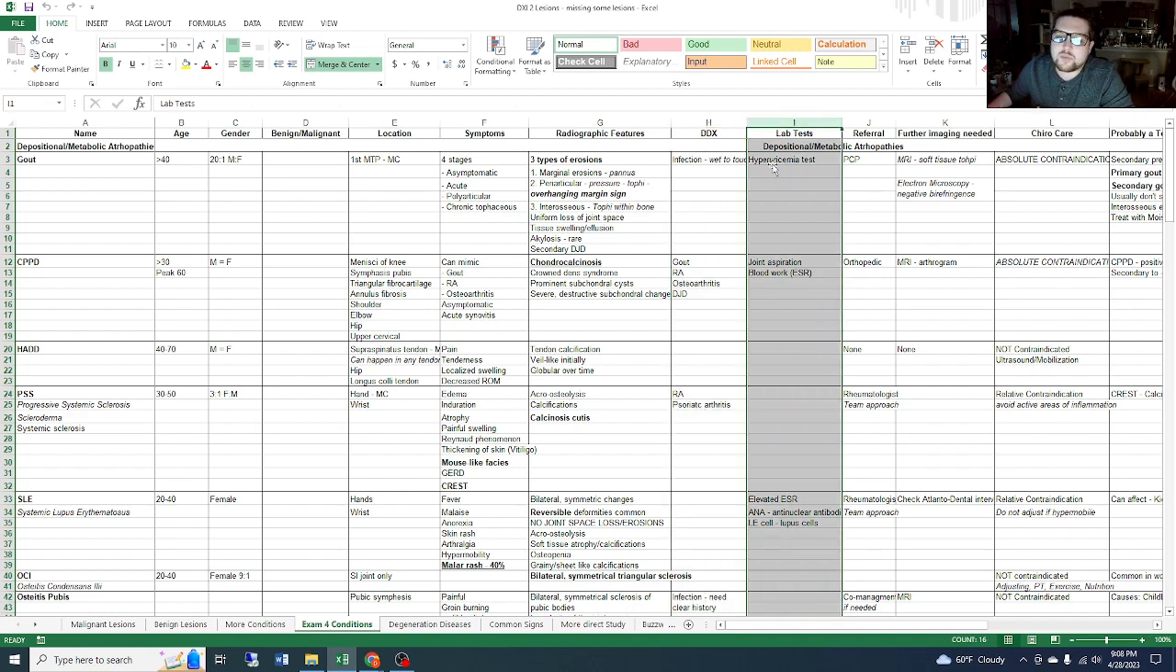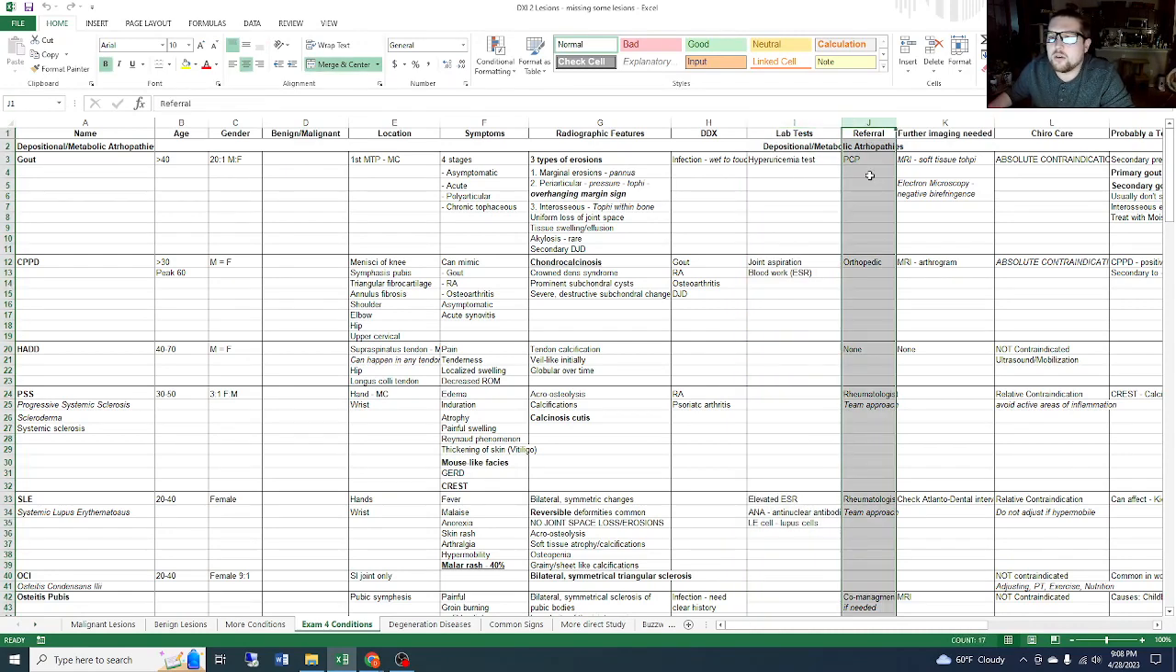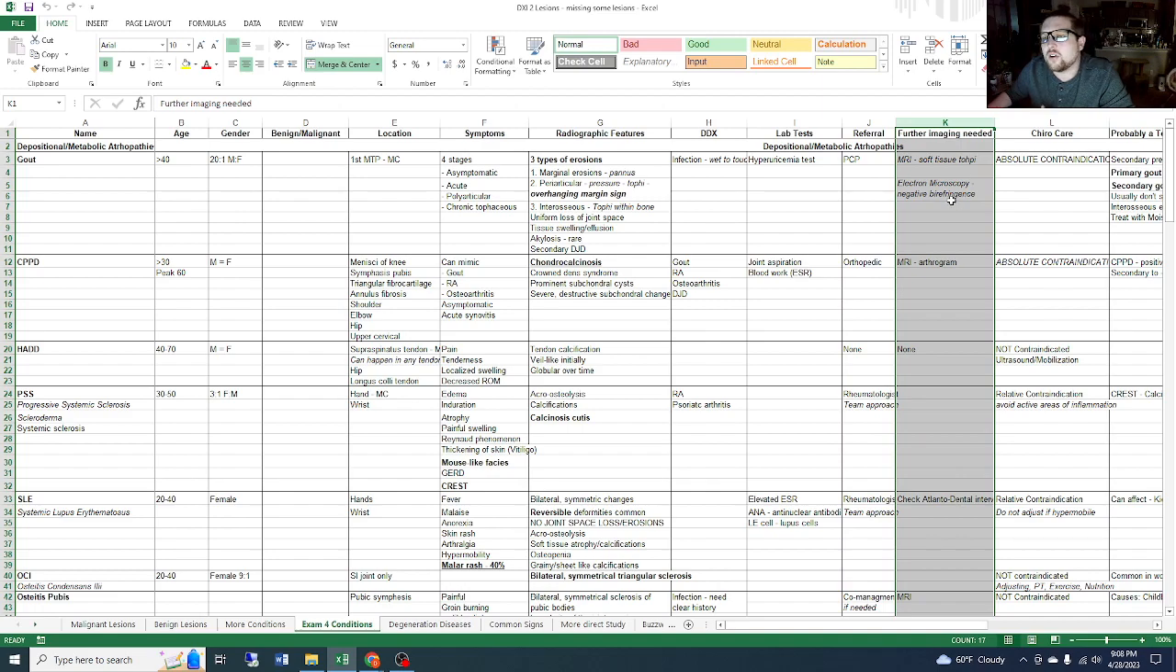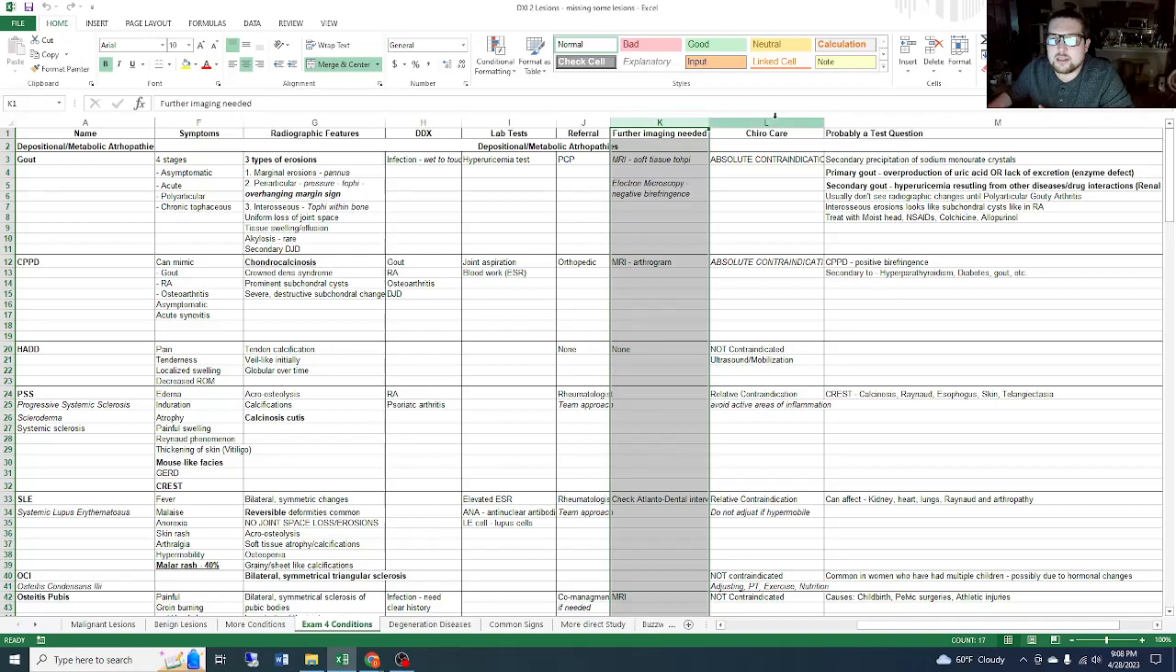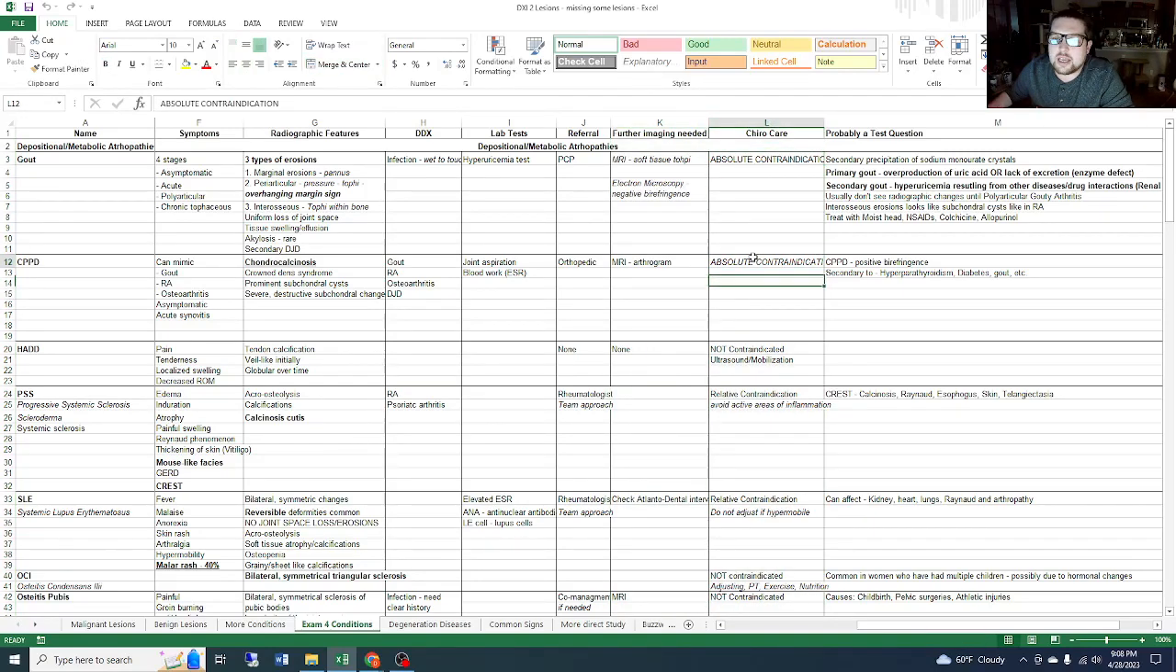Lab tests, this will be another thing you want to really focus on, mostly for conditions like multiple myeloma. Referral, 9 times out of 10, it's going to either be PCP or an orthopedic referral. I'm just knowing the difference between those and when to refer to what. Finally, further imaging. If you're unsure, guess MRI. And then also looking at the chiropractic care, whether it is contraindicated or not.